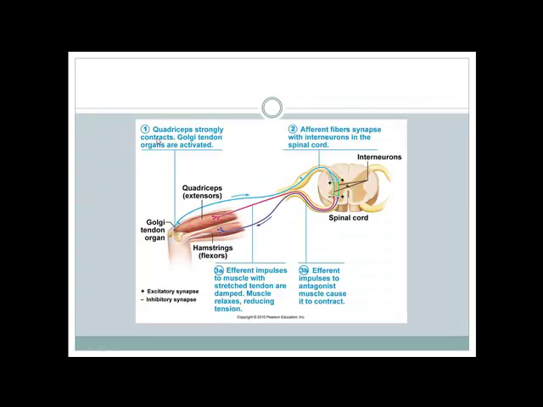So here, you're going to have your quadriceps strongly contract. Golgi tendon organ will activate. Afferent impulses come in. They synapse at our motor neurons. With this one, we're going to tell our quadriceps to stop contracting. With this one, we tell our hamstrings to contract, so we protect the muscle and protect the joint.